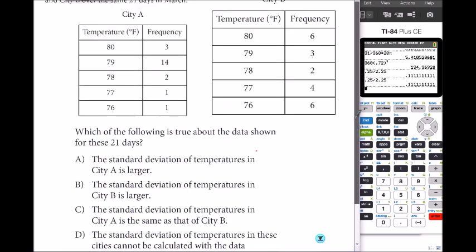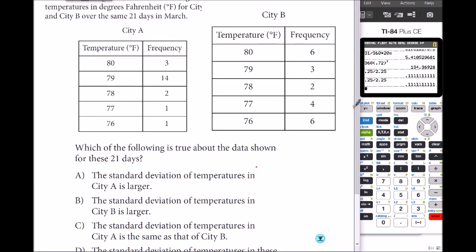So let's see. When you look at city A, most of the frequency is at temperature 79, so most likely this will be close to the average. And as you can see, except for these two, most of the values are closely attached to the temperature 79, which is the average. So it has a small standard deviation. What about here? There are 6 at the end, so probably the average will be right in the middle. And as you can see, it's wider spread out compared to the first one.